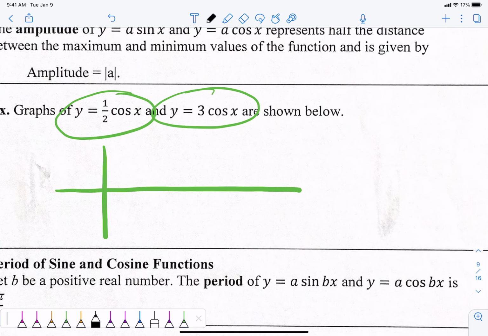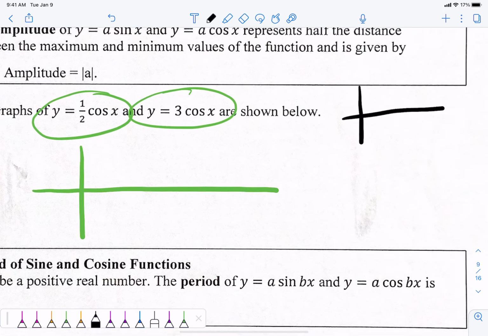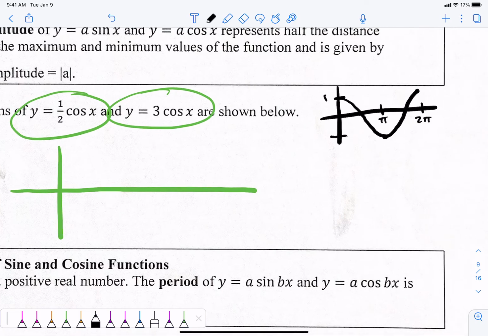Okay, normal cosine. I'm going to graph normal cosine over here. Normal cosine starts up here at 1, and in the middle it's down at -1. So it crosses like this, and then it comes back up to 1 like that. That's what normal cosine looks like, and this is 2 pi where it ends. So I have pi, 2 pi. When I have a 1/2 in front, that just means I'm half as tall.